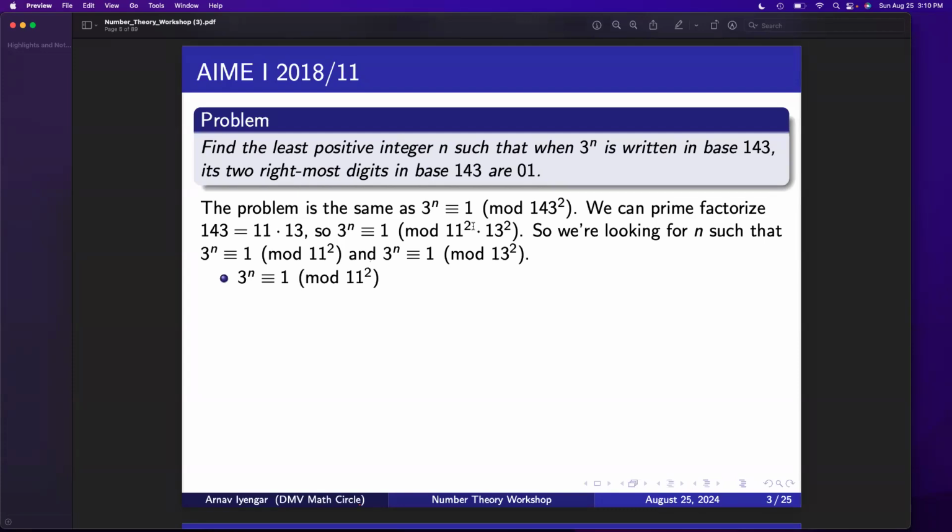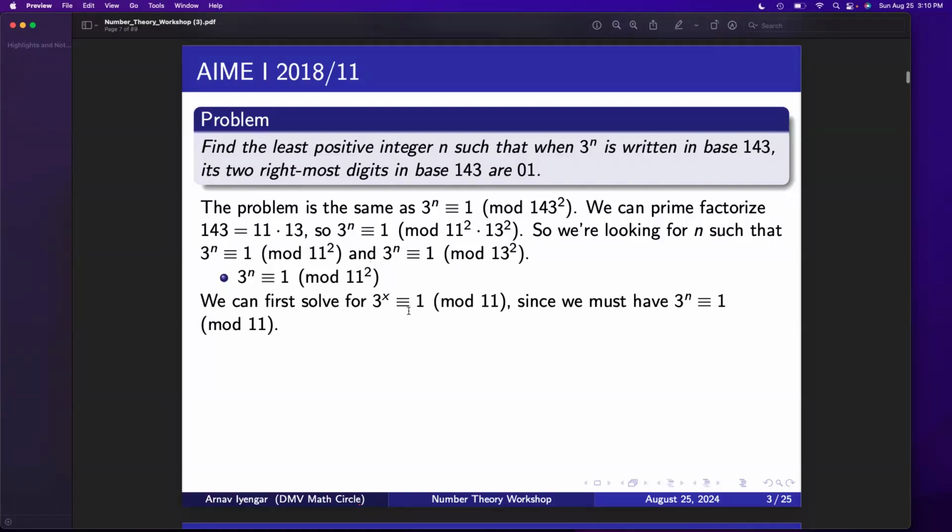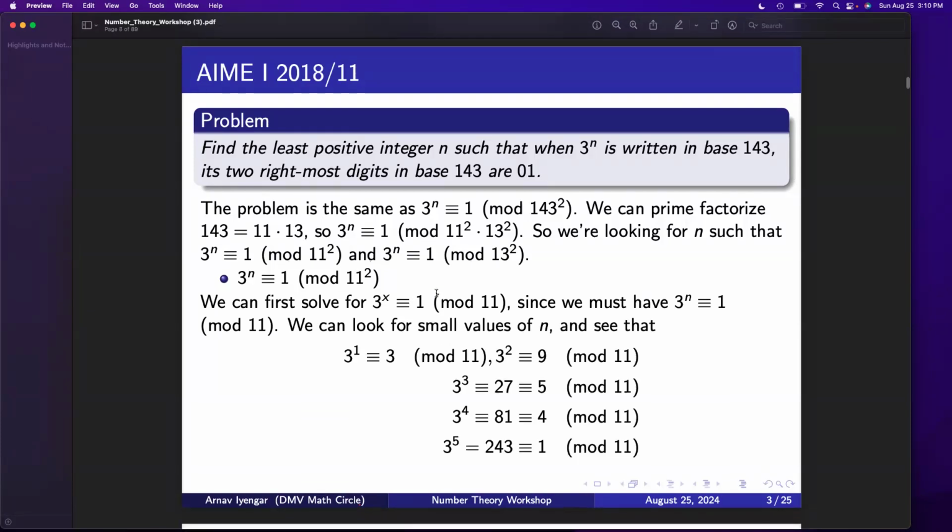So the first case is when 3 to the n is 1 mod 11 squared. We can simplify this: first we have 3 to the x is 1 mod 11, and we want to find the smallest x for which this is true. So you can look at small n. We have 3 to the 1, 3 to the 2, up until 3 to the 5. But 3 to the 1 through 3 to the 4 are not going to be 1 mod 11, but 3 to the 5 is. So therefore the smallest n, where 3 to the x is 1 mod 11, is just n equals 5. But so now how can we find all n where 3 to the n is 1 mod 11?